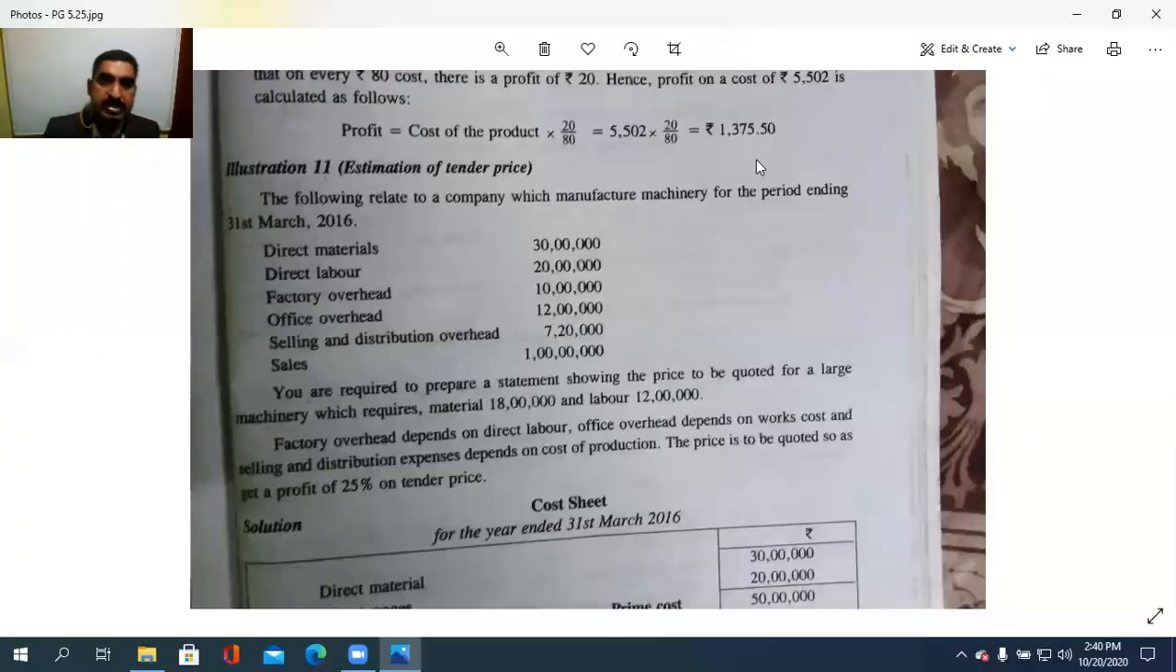So how is an estimation of the tender price to be undertaken? The following relates to a company which manufactures machinery for the period ending 31st March 2016: material, labor, factory overhead, office overhead, selling and distribution overhead, and sales. Like before, we are preparing the original cost sheet. Then after that, you are required to prepare a statement showing the price to be quoted for a large machinery that requires material 18 lakh and labor 12 lakh.